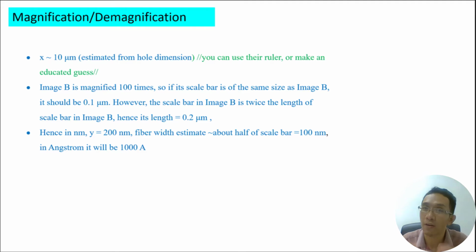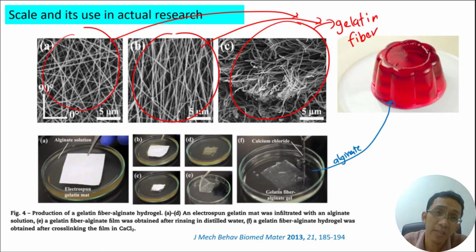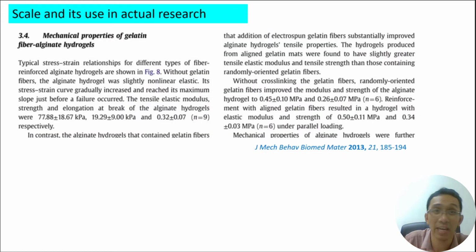Tackling this question covers scale conversion, unit conversion, magnification, scale bar, and estimation in one go. This is a gelatin fiber produced from electrospinning, which is used to reinforce an alginate. An alginate is a substance that is usually used as a raw ingredient to make agar. The reinforced hydrogel here will then be used as a corneal transplant. This is the paper that discussed that experiment.